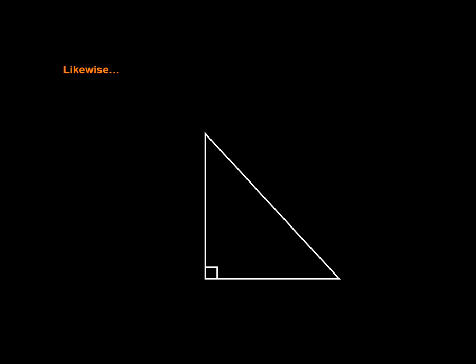Likewise, if our hypotenuse is too big, let's take the hypotenuse of this triangle and make it too big. Now to make this triangle work, we're going to have to bend this angle outward.